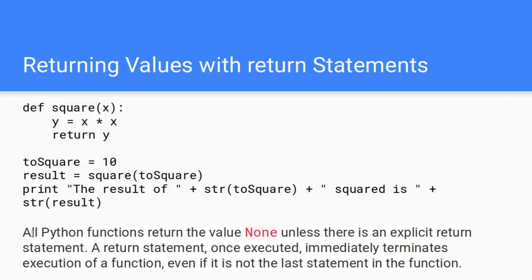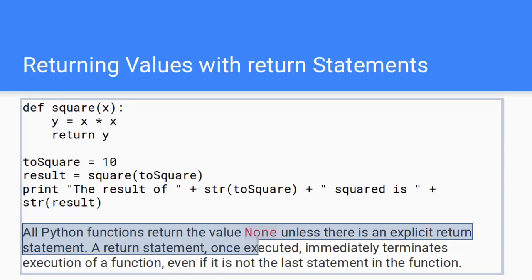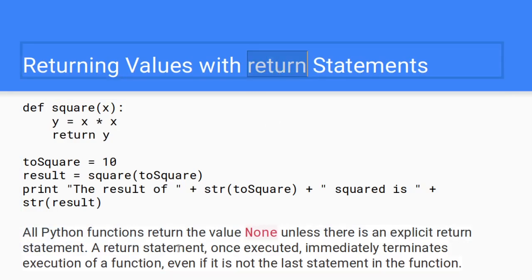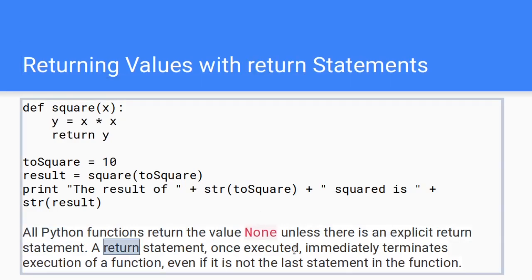Alright, so all Python functions return the value None unless there is an explicit return statement. A return statement, once executed, immediately terminates the function, even if it's not the last line of the function. So if we had this function here, square, you pass it one positional argument, then we can call it with the value of 10, and it should print the result is this.